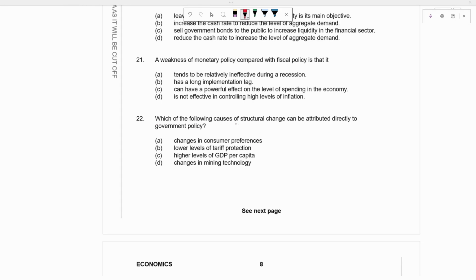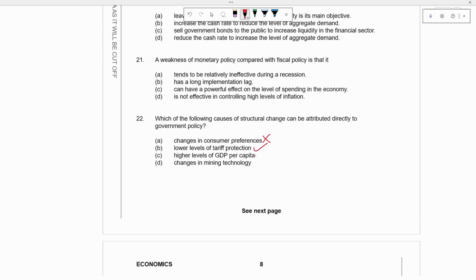Which of the following causes of structural change can be attributed directly to government policy? A, changes in consumer preferences. This is incorrect, as it's not a government policy. B, lower levels of tariff protection. This is a government policy and therefore it's correct.